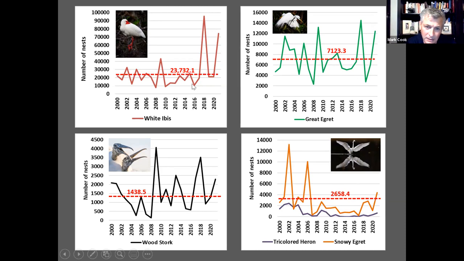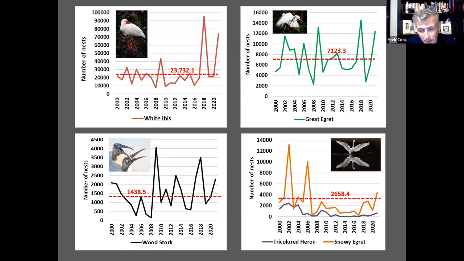But it's the white ibis that really benefits from these super wet conditions that we witnessed. So we've gone from an average of 23,000 nests. We had a peak of 45,000 in 2009, but in 2018 we had over 80,000, 90,000 nests. And this year we had over 70,000 nests. So it's those guys that are really responding in a meaningful way.